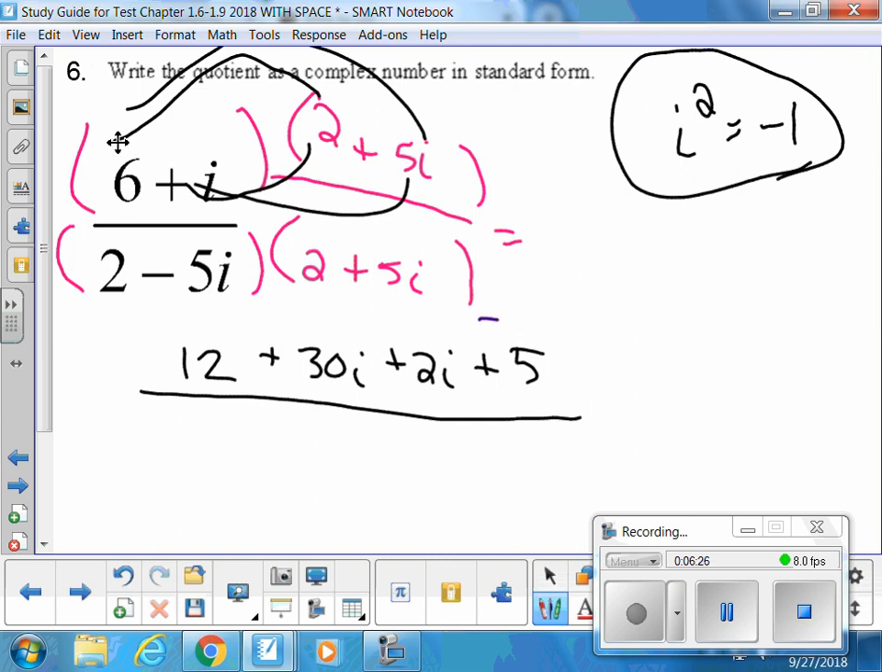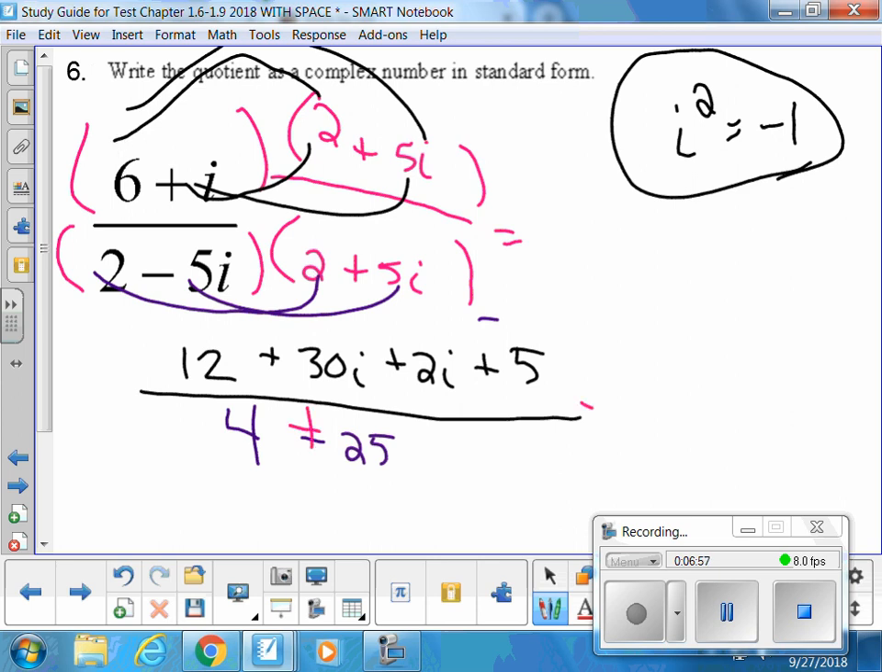All right, on the bottom, the 2 on the bottom are conjugates, so you just have to do the first matchup, 2 times 2, get 4, and do the last matchup. -5i and positive 5i is -25i squared. Whoop, whoop, whoop, there's an alarm going off. What is that? Replace this i squared with a -1, and then think to yourself, what is -25 times -1? Positive 25. And then we're going to clean it up a little bit.